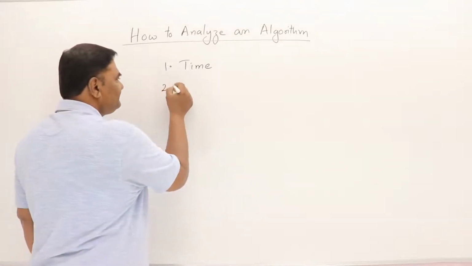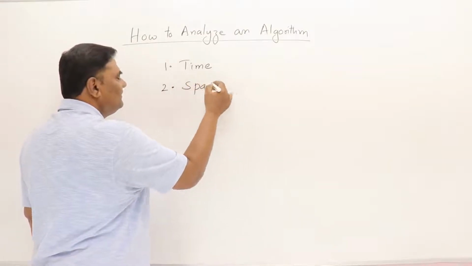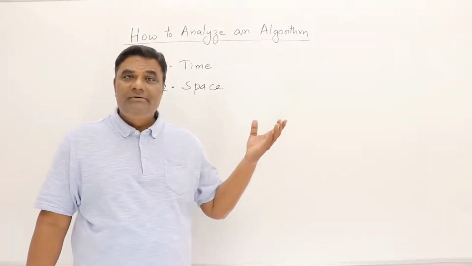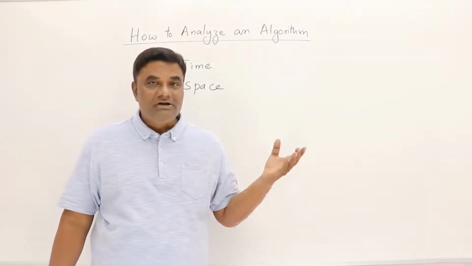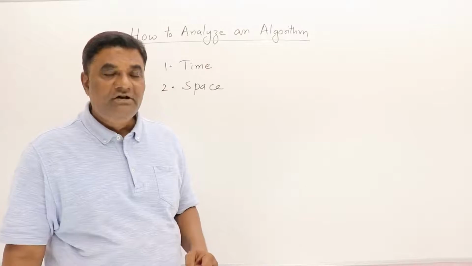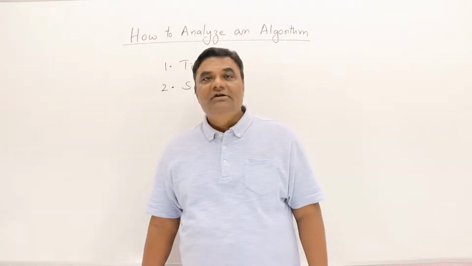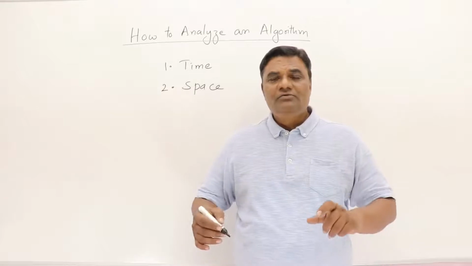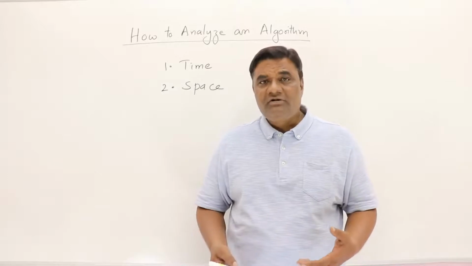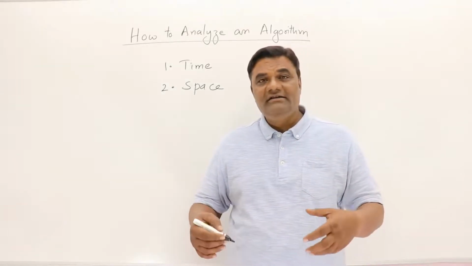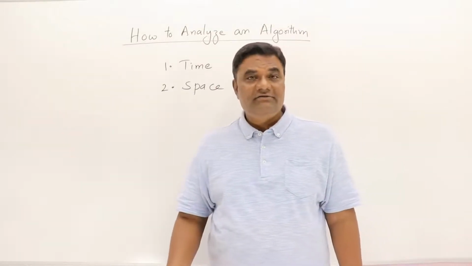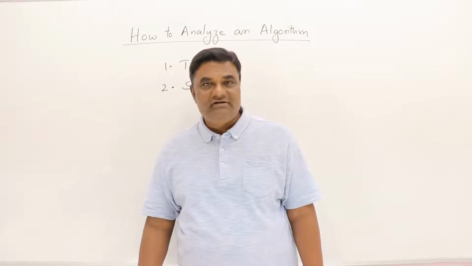Now, next is space. As the algorithm is going to be converted into a program and it's going to run on a machine, we need to know how much memory space it will consume. So that is the second criteria on which we will analyze an algorithm. These are the two major criteria on which algorithms are analyzed. And furthermore, if you have any other criteria or any other factors you want to consider, you can consider them.